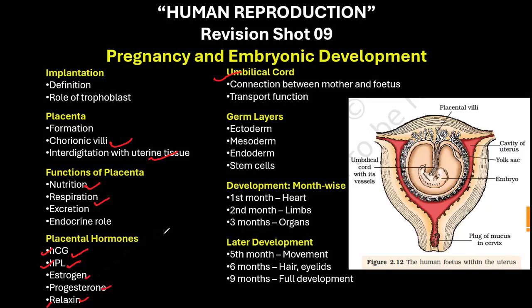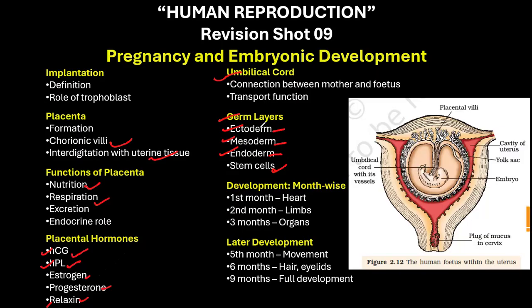Now, additional levels of estrogen, progesterone, cortisol, prolactin, and thyroxine increase significantly to support fetal growth, maternal metabolic changes, and maintenance of pregnancy. Then comes formation of germ layers. You have three germ layers which are formed: ectoderm, mesoderm, endoderm. Ectoderm is external, mesoderm is middle, and endoderm is internal. Besides, we have stem cells over here.